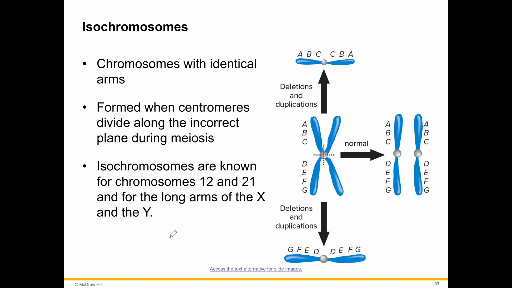However, we do have some isochromosomes. They are known for chromosome 12 and 21, and for the long arms of the X and Y chromosome. And if it says that it's known, that means those babies were born with this type of abnormality.